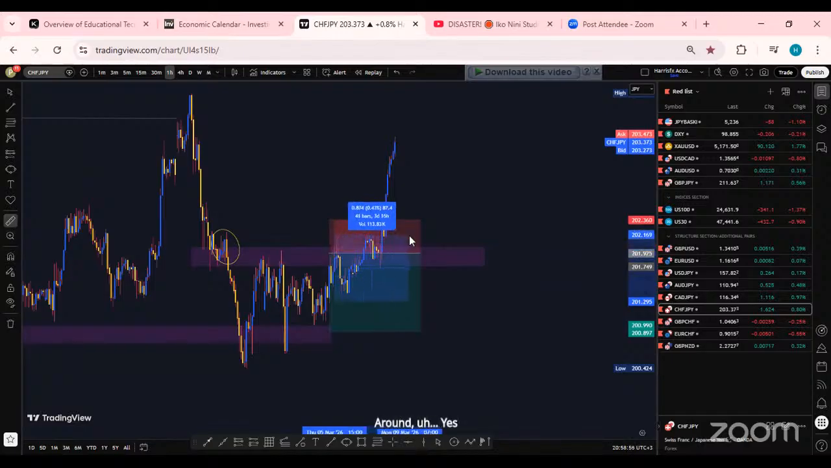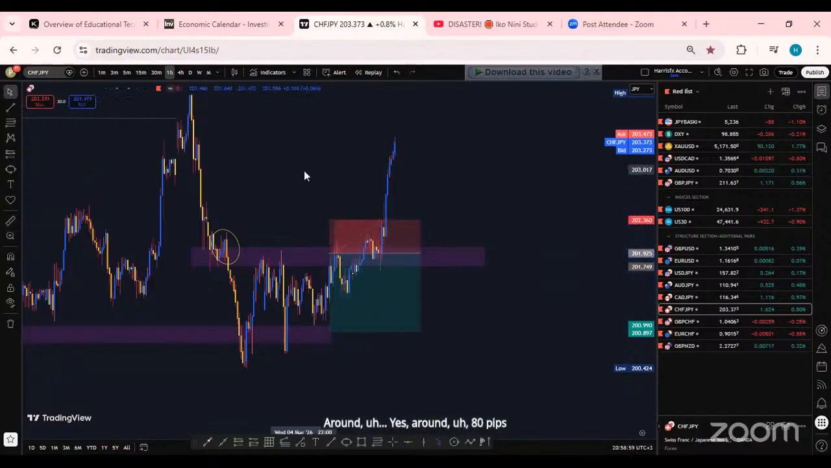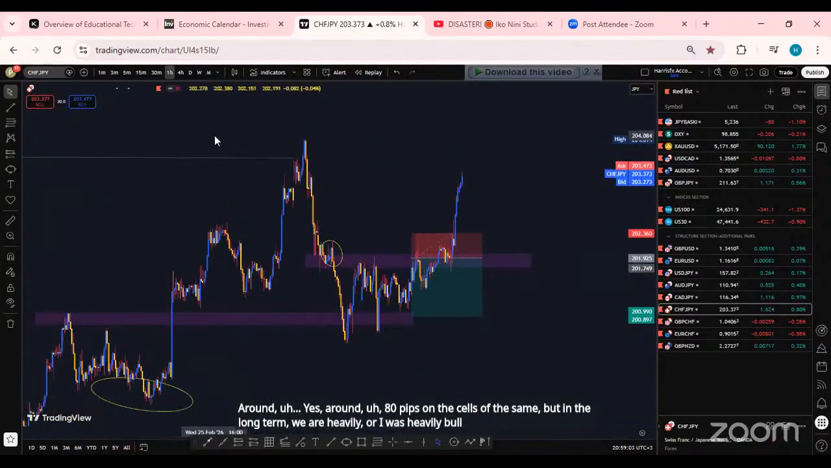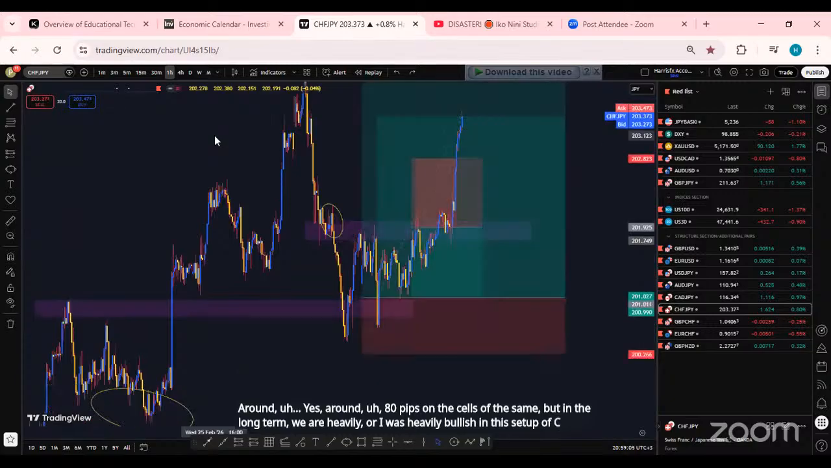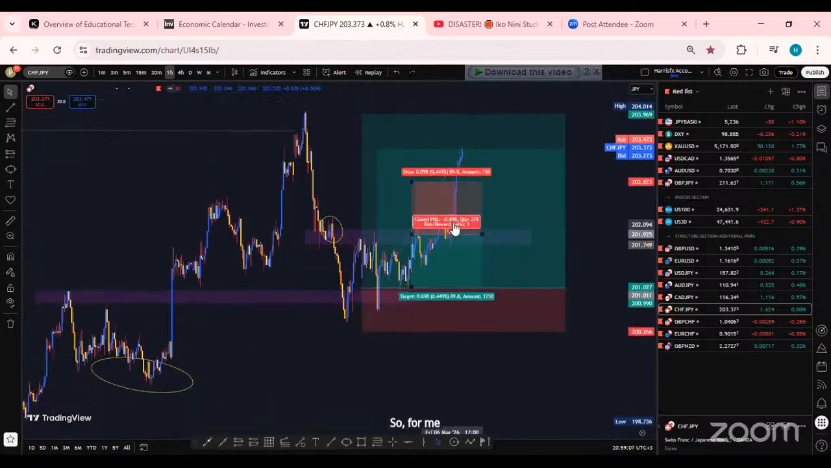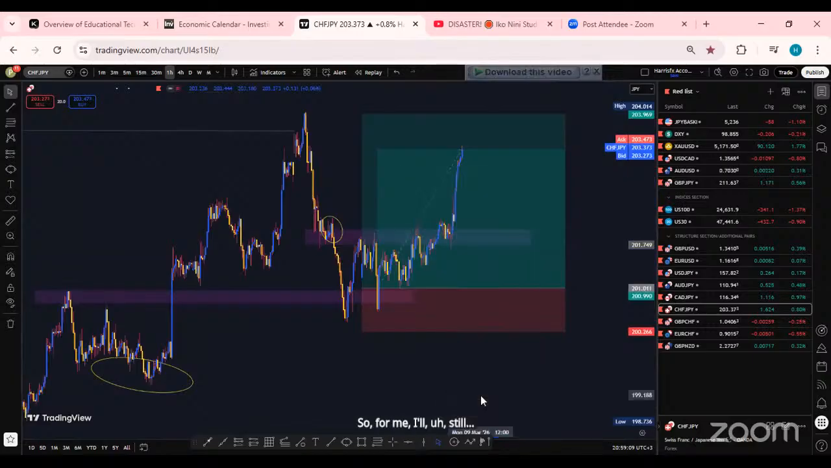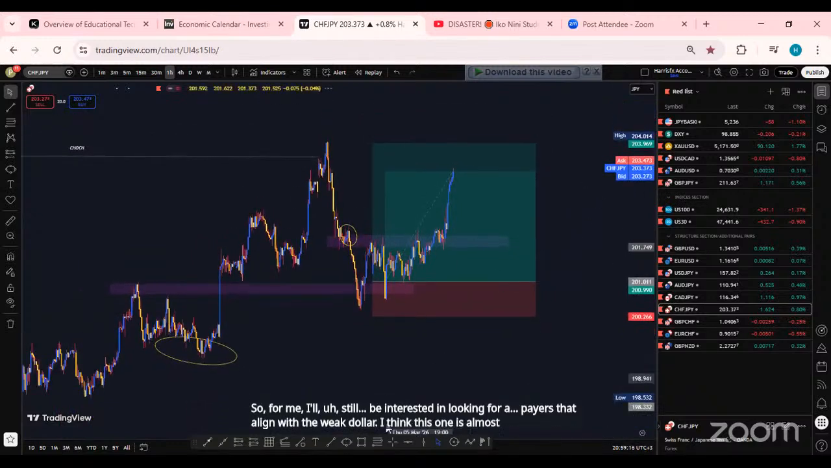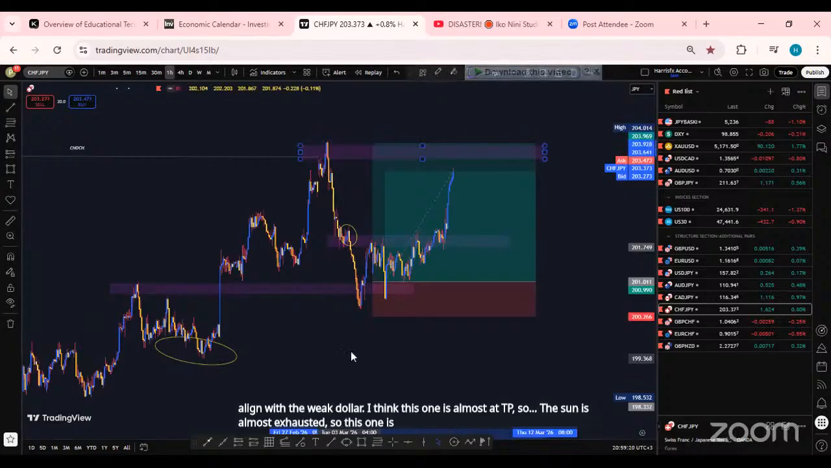Yes, around 80 pips on the sales of the same, but in the long term, I was heavily bullish in this setup of CHF JPY. So for me, I'll still be interested in looking for pairs that align with the weak dollar. I think this one is almost at TP, so this one is almost exhausted. So this one is a done trade.